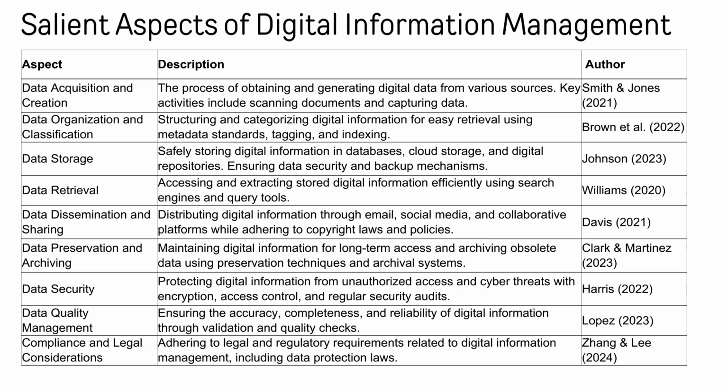Another important aspect is data retrieval. Williams, 2020 highlights that efficient access to digital information depends on effective search engines and query tools that allow users to locate information quickly and accurately. The next aspect is data dissemination and sharing. As noted by Davis, 2021, digital information is shared through platforms such as email, social media, and collaborative systems, while ensuring compliance with copyright laws and organizational policies. Data preservation and archiving is also a critical aspect.